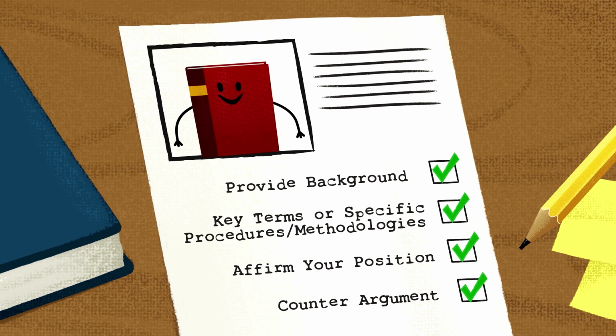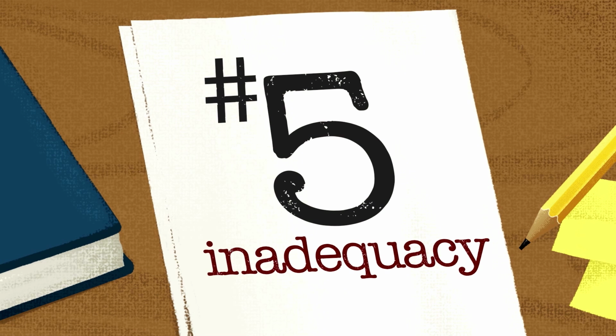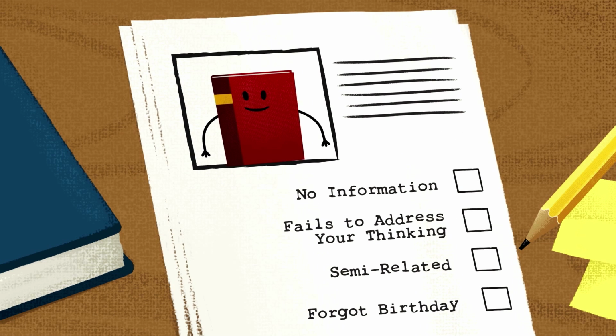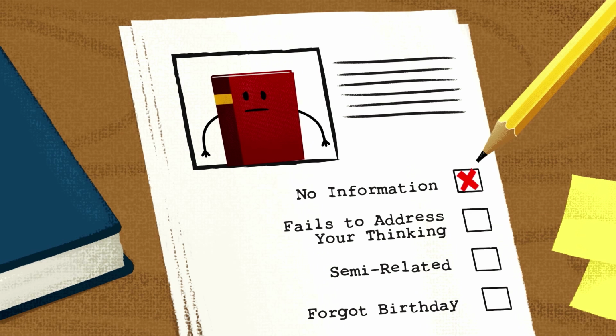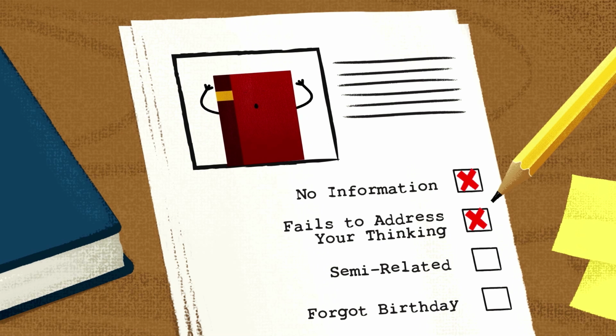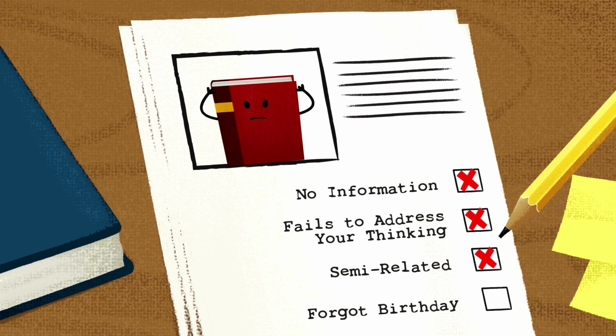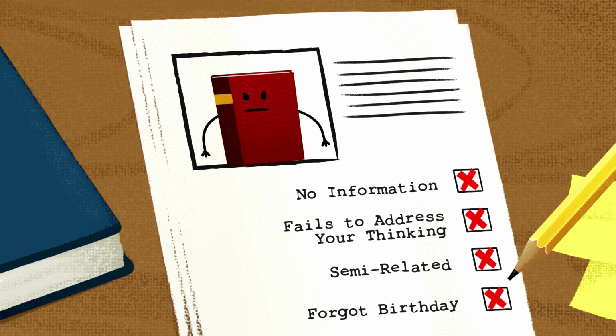Finally, consider the inadequacy of the source. This is where you describe where your source falls short. Every source has its flaws. What information doesn't your source give you? Does it fail to address your own thinking on the topic? No! Does it address only a small or semi-related part of your topic? Did it forget your birthday?